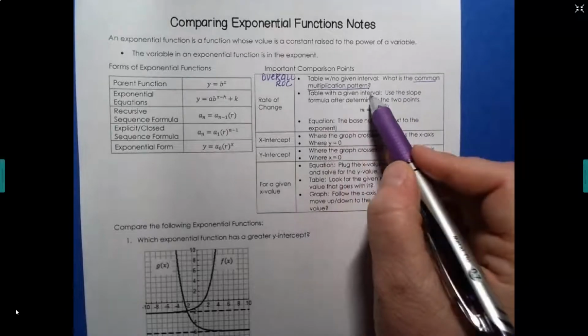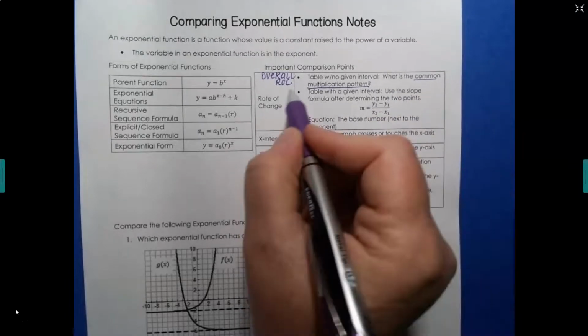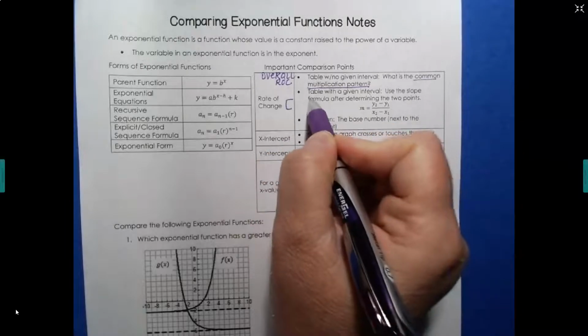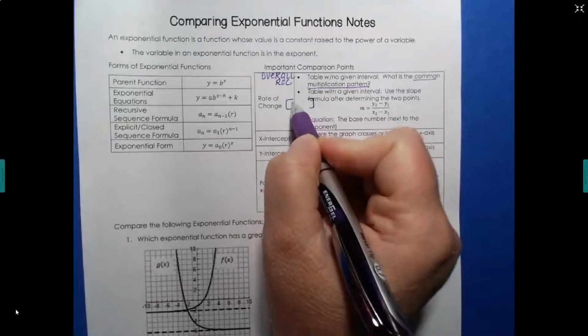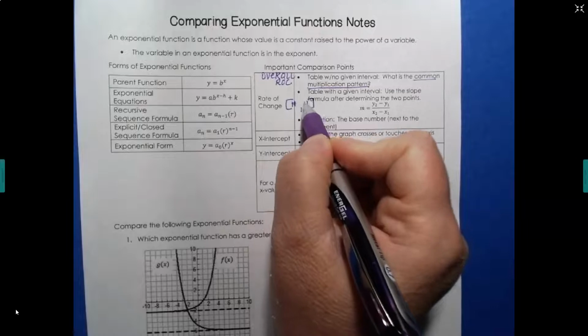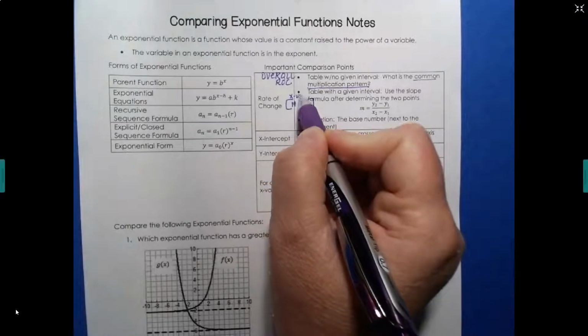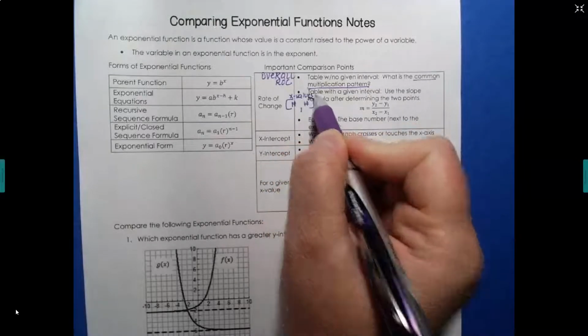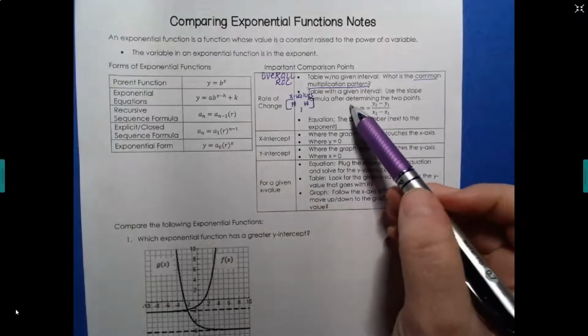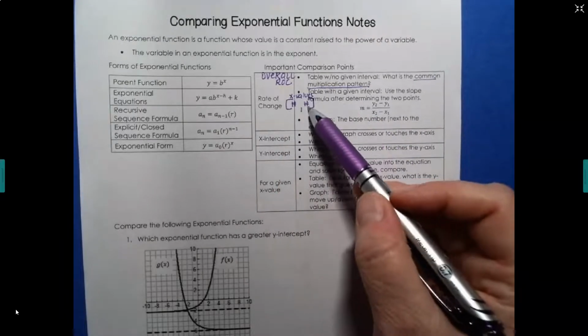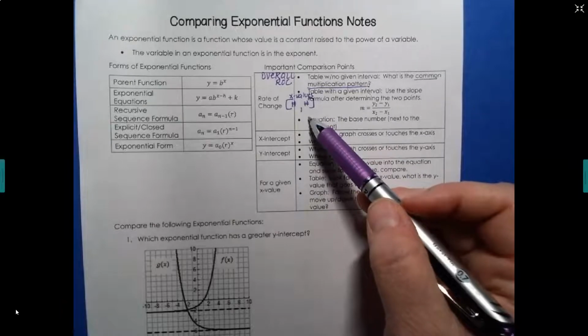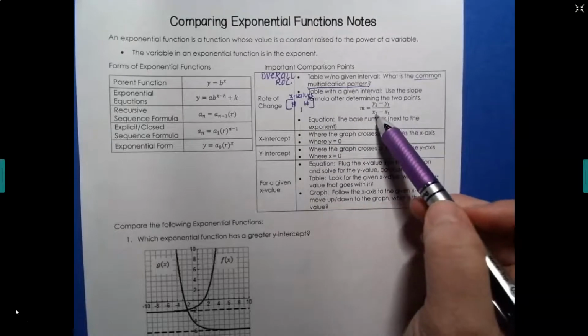That's if you're given a table with no interval or anything. But sometimes you're given a table with an interval. And remember, that looks like you could be given a number and a number, and those are x values. What you'll want to do is look in the table of values for these two x values to find the y values to get your 2 points. Plug it into the slope formula.